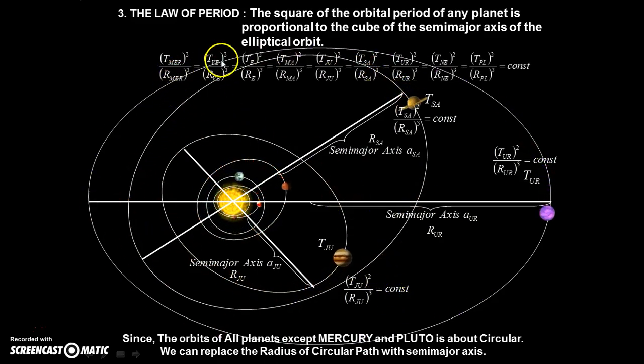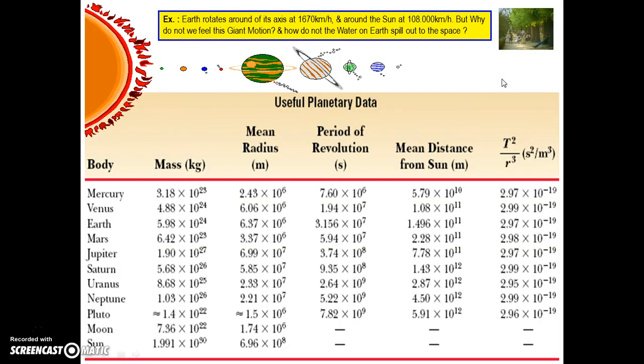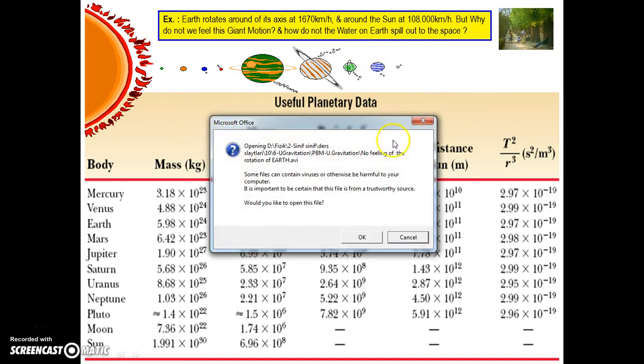For Mercury, Venus, Earth, Mars, Jupiter, Saturn, Uranus, Neptune, and Pluto, the period squared over the radius cubed is equal to a constant. And Earth rotates around its axis at 1670 km per hour and around the Sun at 108,000 km per hour. But why do we not feel this giant motion, and why does the water on Earth not spill out into space? Let's watch the video.